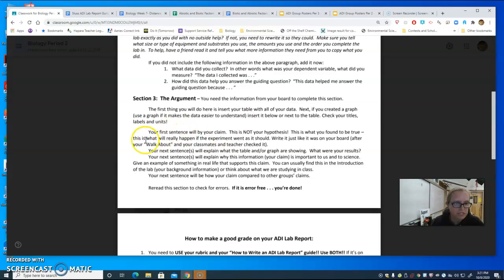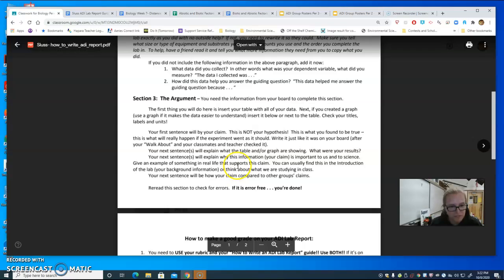Your first sentence in this section will be your claim. This is what you found to be true. This is what was on your board. And your next sentence, I would refer to the guiding question as well and the evidence and reasoning. But after that, you can explain what the table and graph are showing, what were your results, and then explain why this information is important to us and to science. And then something in real life that supports this claim.